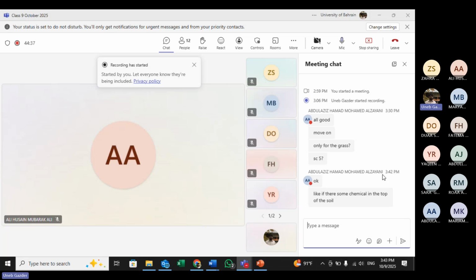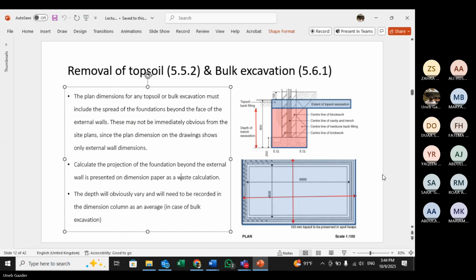Section 5 includes all excavation and filling items: topsoil, bulk excavation, footing excavation. We have used it earlier. So section 5 includes all types of excavation. Should I move on? I take the silence as yes.